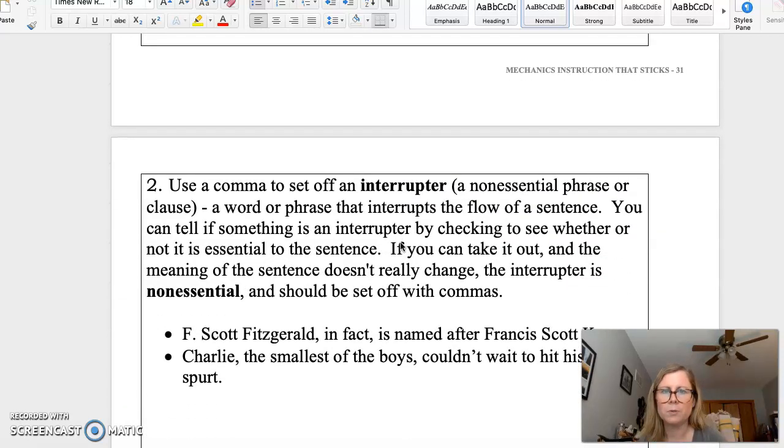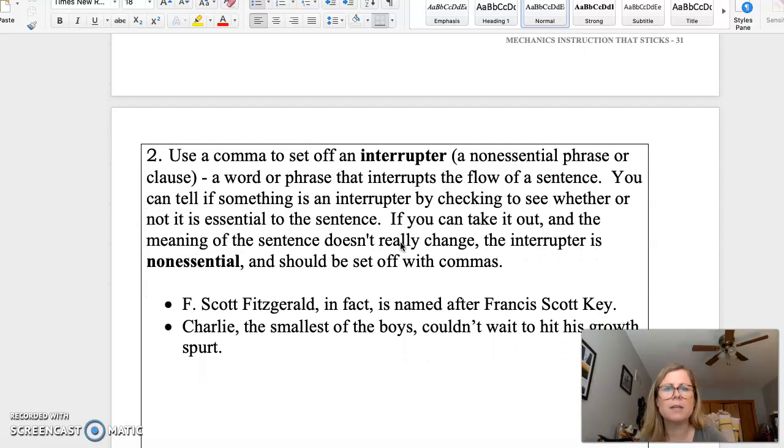Rule number 2, use a comma to set off an interrupter. So we have talked about this with our Unit 3 last quarter. If you have a non-essential relative pronoun clause, you put commas around it. That means it starts with who, whom, whose, which, and the sentence reads okay without the interrupting relative pronoun clause.